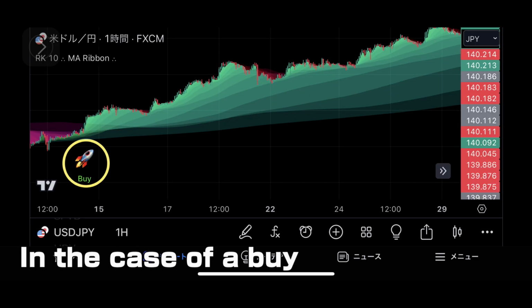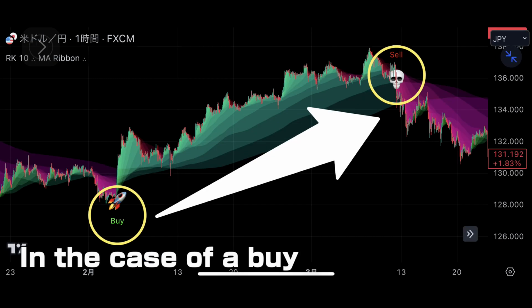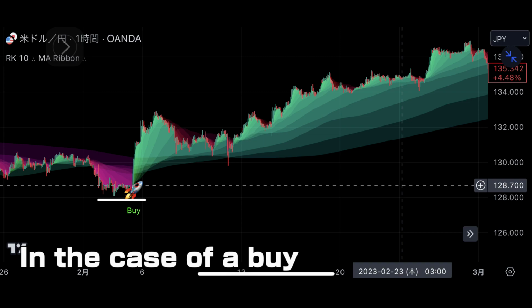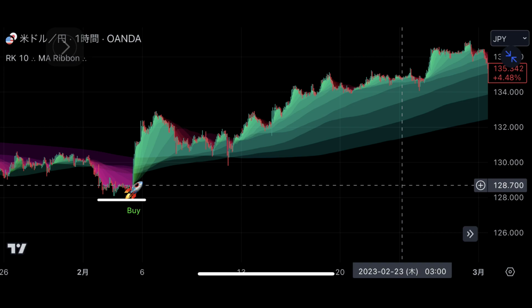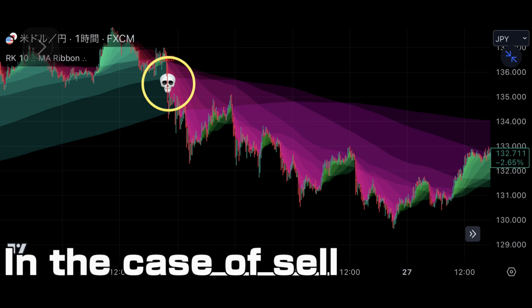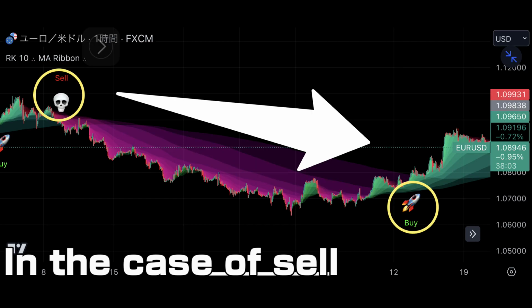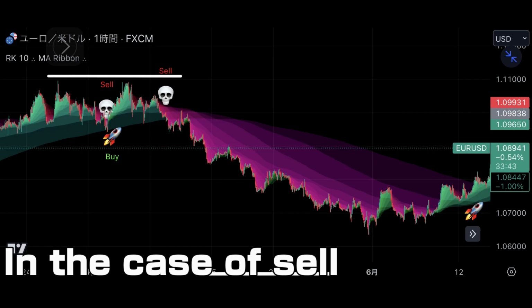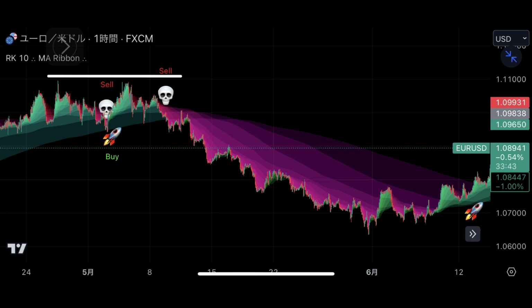In the case of a buy, buy when you see the rocket signal. Take profit: settle the trade when you see the skull signal. Stop loss, loss cut: the recent low or the skull signal. In the case of sell, sell when you see the skull signal. Take profit: settle the trade when you see the rocket signal. Stop loss, loss cut: the recent high or the rocket signal.